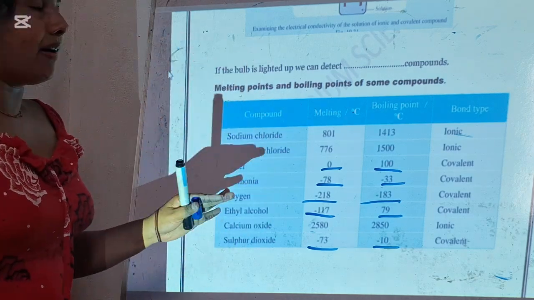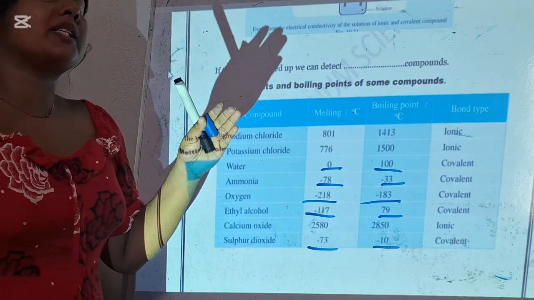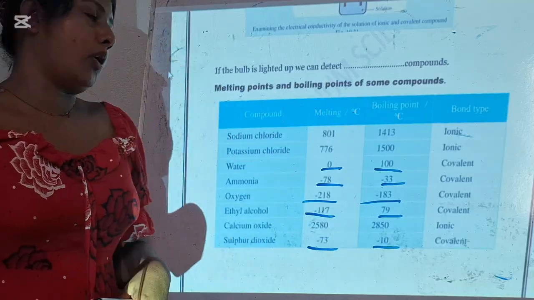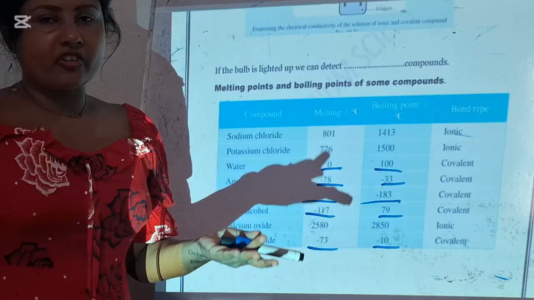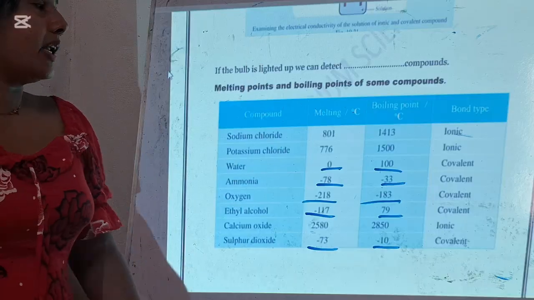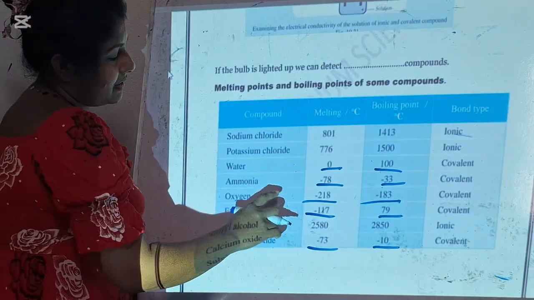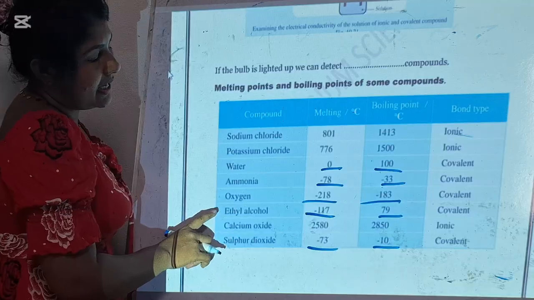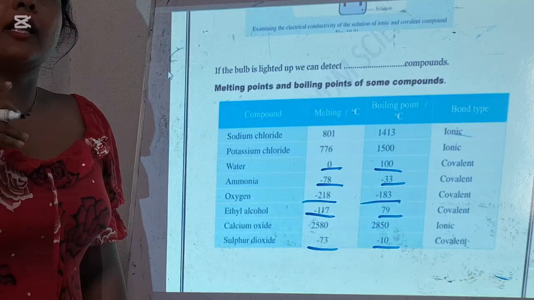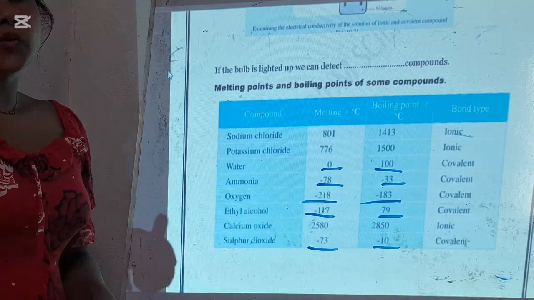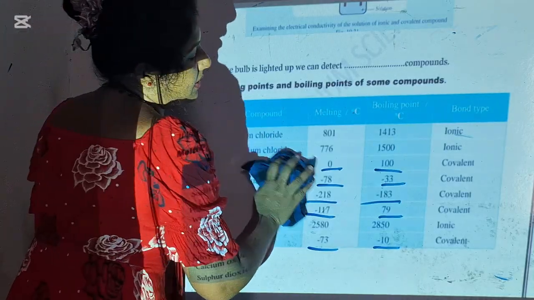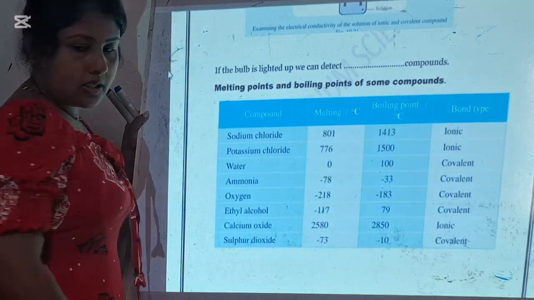Their melting and boiling points become low values because they are covalent bonds. A characteristic of covalent bonds is that melting points and boiling points become very low. Especially gases like ammonia, oxygen and sulfur dioxide have very low melting and boiling points, like minus values.